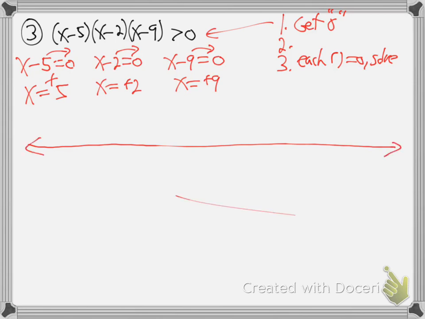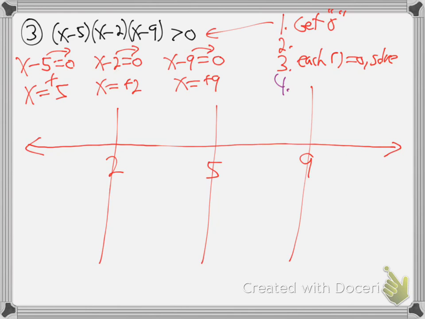Now we go to the number line. We put them on the number line. There's one of them at 2, one of them at 5, one of them at 9. So we have 4 sections this time. And so what am I going to do? On the number line, I'm going to check. What am I going to check?